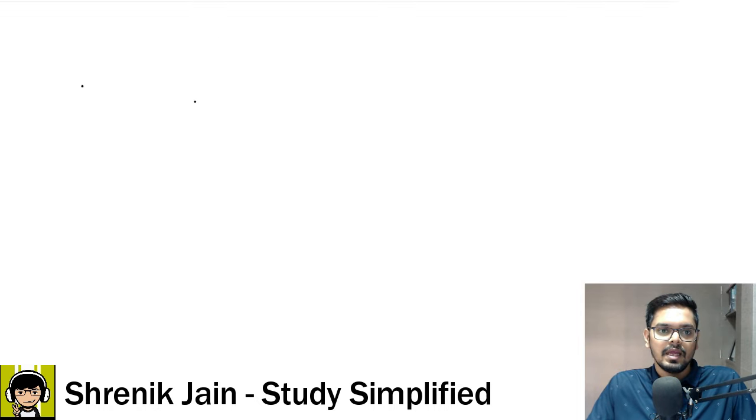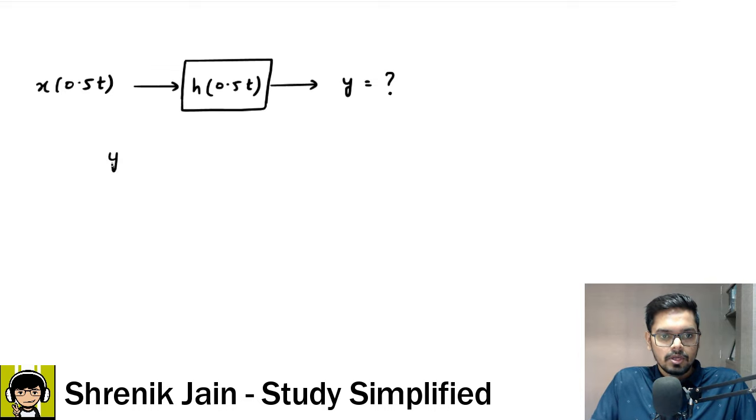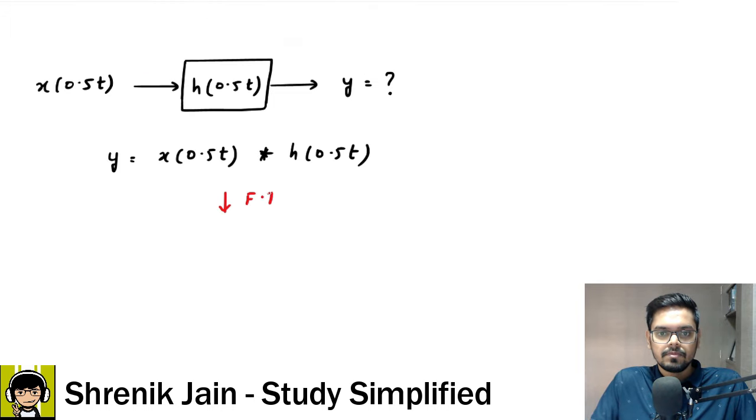If you know these two concepts, solving this question is easy now, because what they just said is we have an LTI system where the input is x of 0.5 t, the impulse response is h of 0.5 t, and then you have to find what is the output, correct? So output is what? Convolution of input and impulse response. So input was this thing convolved with the impulse response.